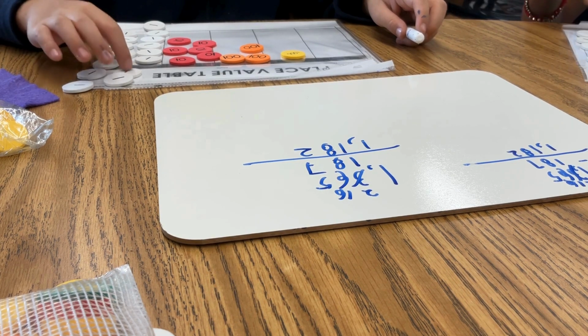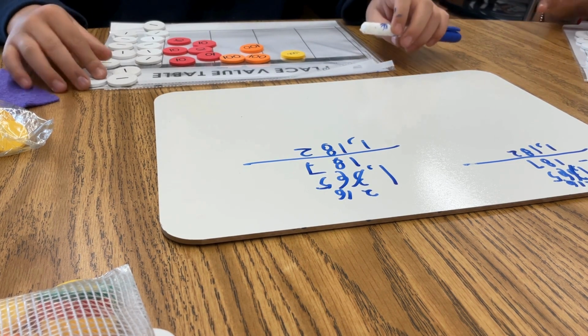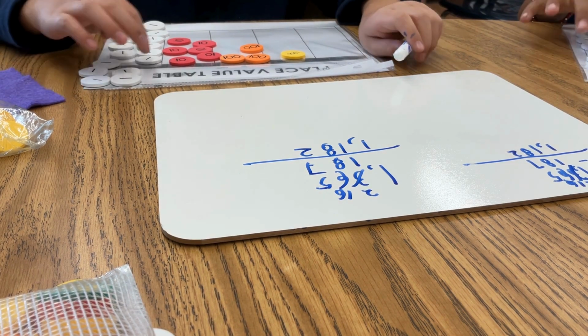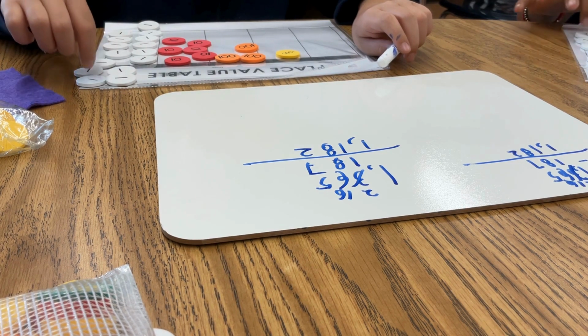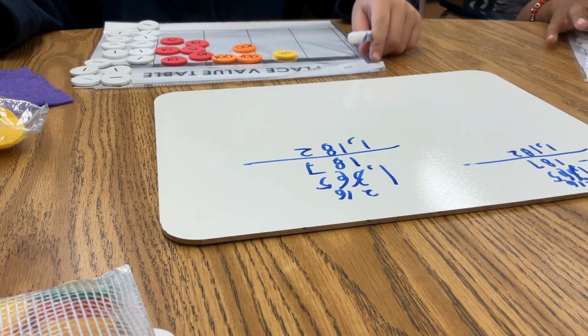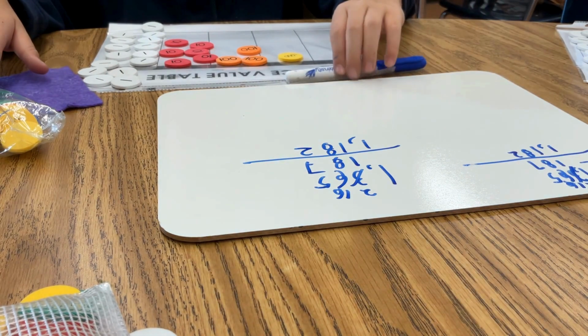So then how many ones do we have all together? We had the 5 that were there, and then we regrouped and added 10 more to our ones. So how many do we have? 15. Now let's look at what we wrote on our whiteboard.